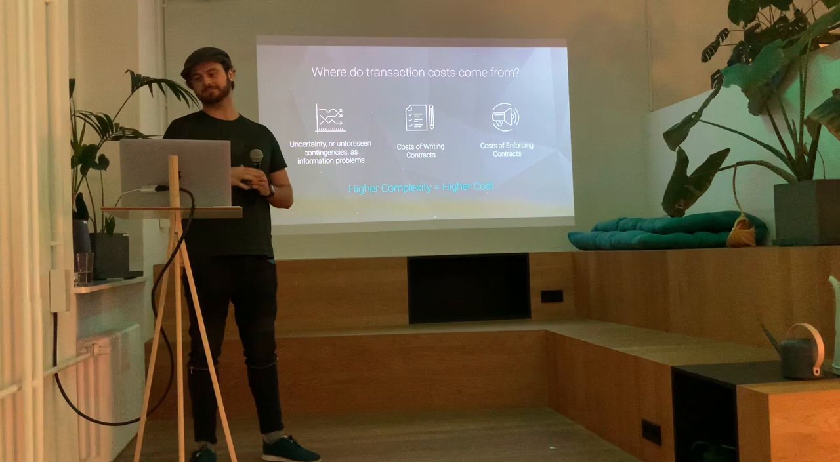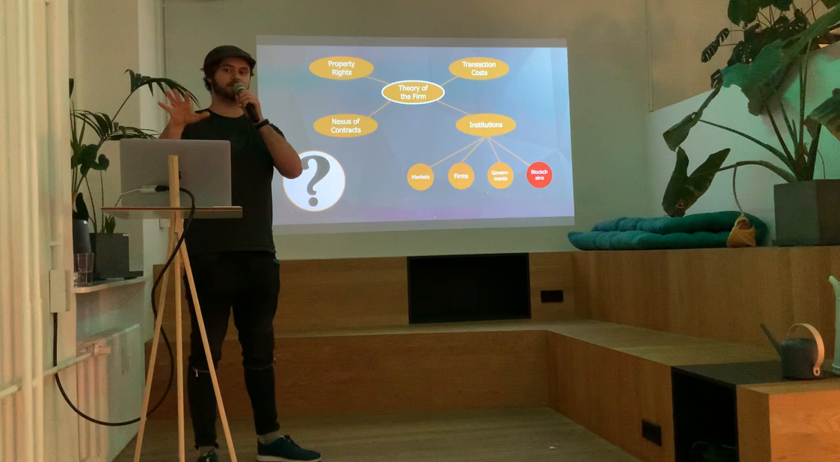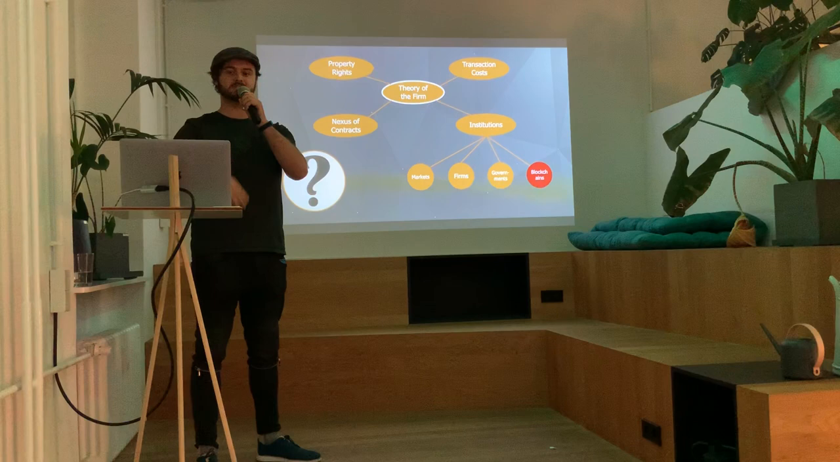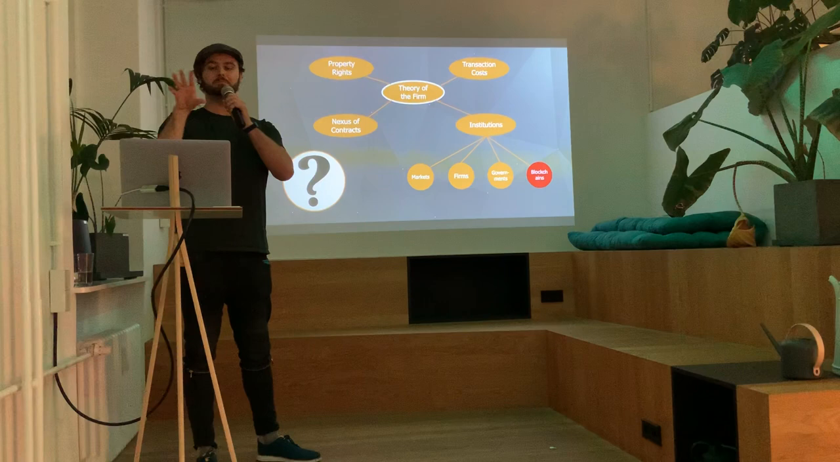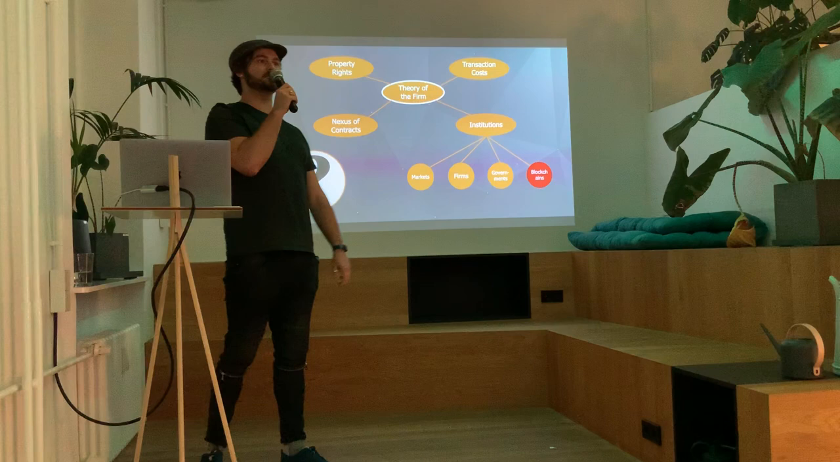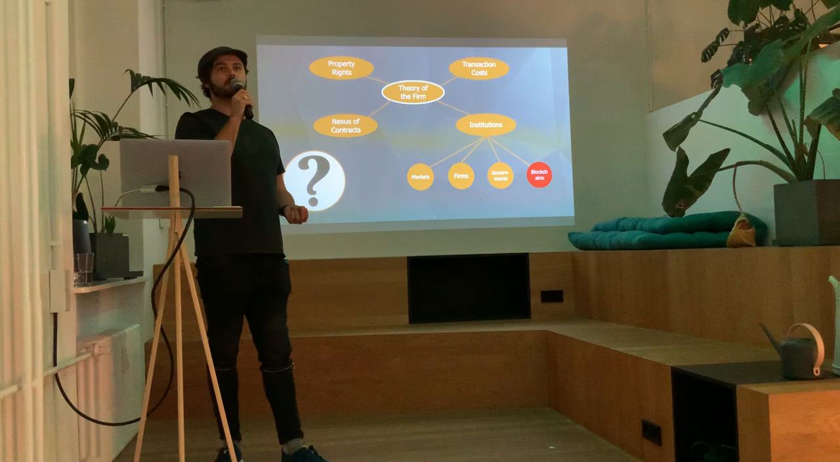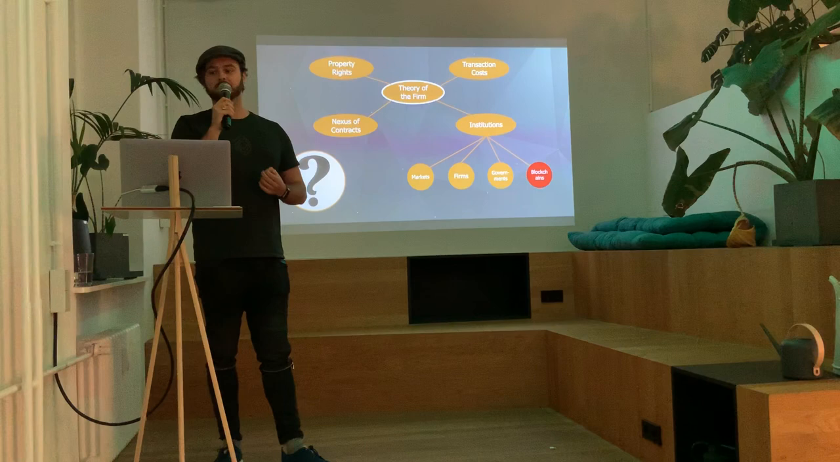We have here a kind of mind map of institutional economics. We have the theory of the firm as reducing transaction costs, a nexus of contracts. We have institutions that make up these organizational structures that we create within markets. Markets being one of those institutions. Firms being one of those institutions. Governance being one of those institutions. But now we have blockchains. And blockchains are fundamentally different in their architecture and what you can do with them than governments, firms, and markets.